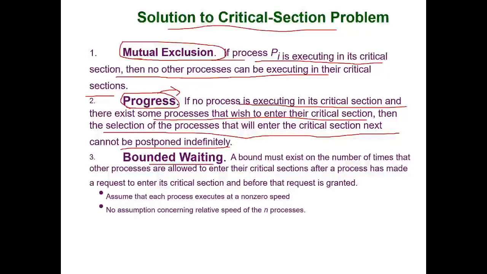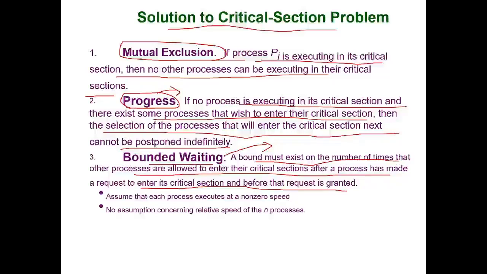Next is bounded waiting. A bound must exist on the number of times that other processes are allowed to enter their critical sections after a process has made a request to enter its critical section and before that request is granted. So this means when processes are waiting to enter the critical section, they must not be made to wait for a long time. After one round, two rounds of waiting, that process must be allowed to enter the critical section.